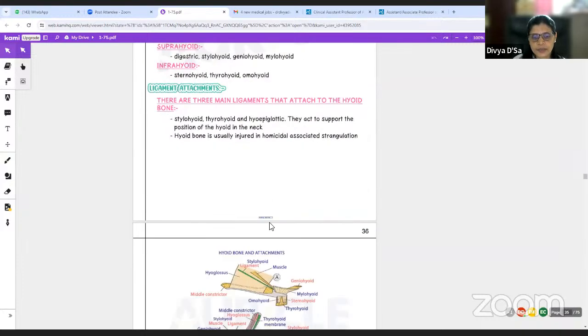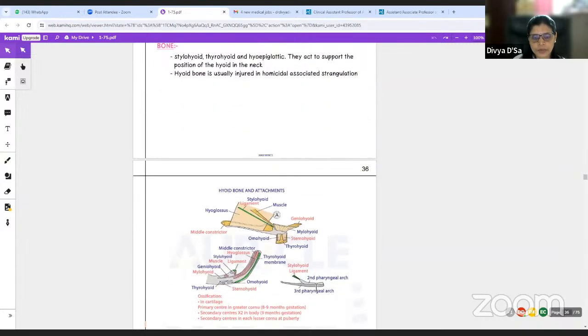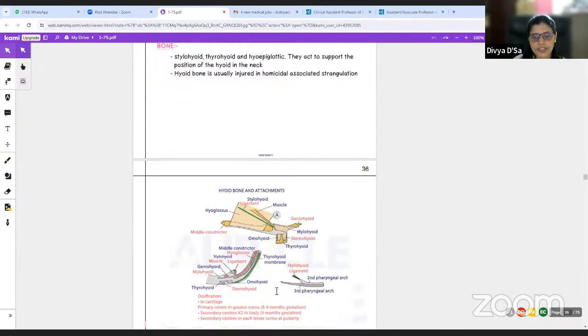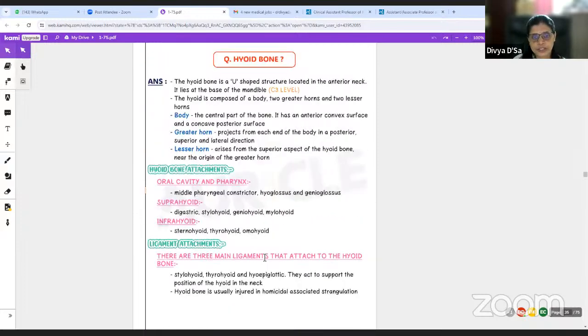So the body is the central portion. So if you see, this will be the body, the central portion. And it has an anterior convex surface and a concave posterior surface. The greater horn will be projecting from each end of the body in the posterior, superior, and lateral direction. So if you see here, this will be the greater horn. Okay, so posteriorly and superiorly in the lateral direction, it will be projecting. And the lesser horn arises from the superior aspect of the hyoid bone near the origin of the greater horn.